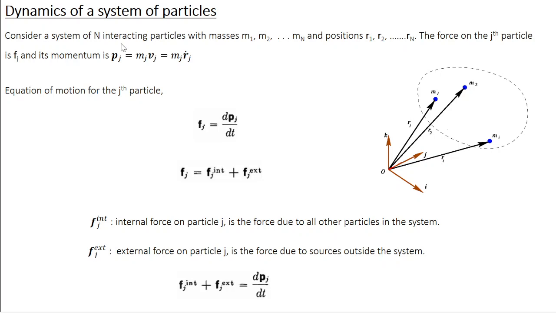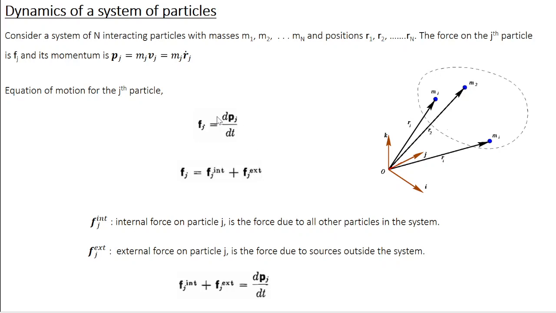And the equation of motion for the jth particle is going to be Fj equal to dPj by dt. Force is the rate of change of momentum. This is the same as F equal to ma, right? Because P equal to m into V, and mass is a constant, so this is going to be m into dv by dt. dv by dt is acceleration a, so F is equal to ma.